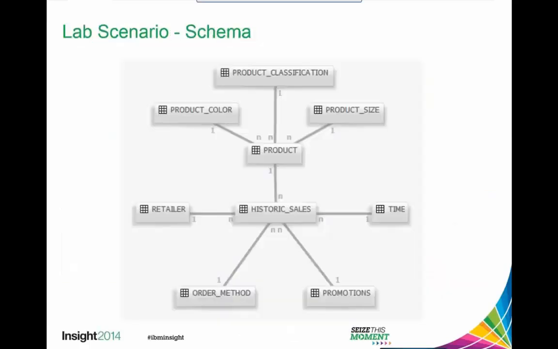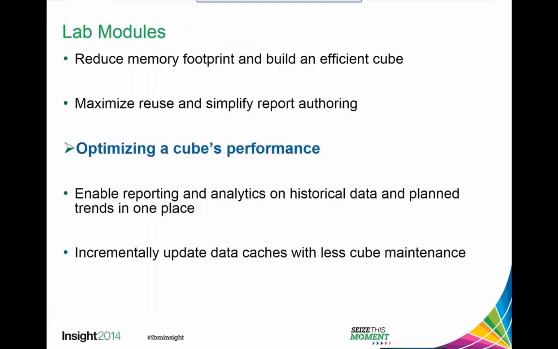Again, a review of the schema used in this lab. It's a basic star schema with a little snowflake off the product dimension, with historic sales as the fact table in the middle, with the 5 dimensions all around: retailer, product, time, promotions, and order method. So let's jump back into where we left off with the module about optimizing a cube's performance.